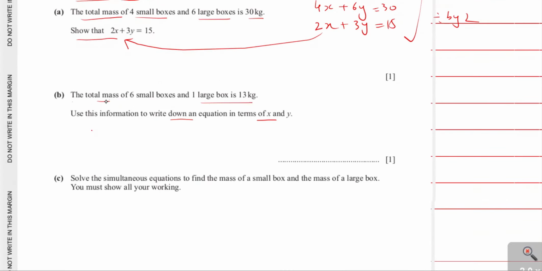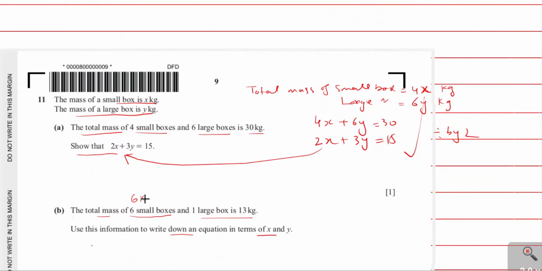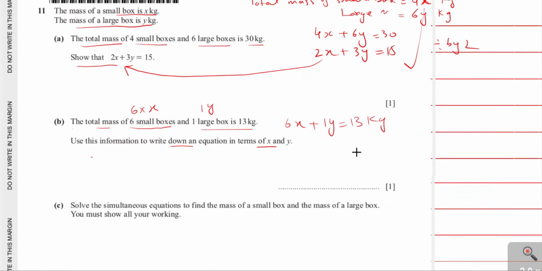Next, part B. The total mass of 6 small boxes and 1 large box is 13 kg. Total mass of 6 small boxes will be equal to 6 times the mass of 1 small box. 1 small box mass is x. We write 6x. And here the one large box is y. Therefore, we will write 1 into y. The total mass will be 6x plus 1y. This will be equal to 13 kg. And this is the equation for part B.